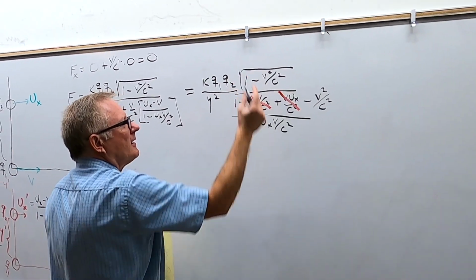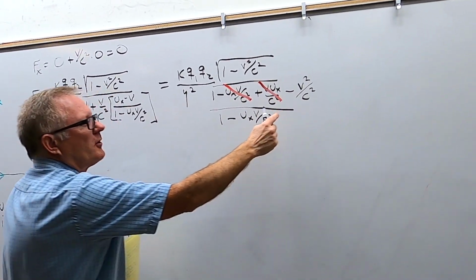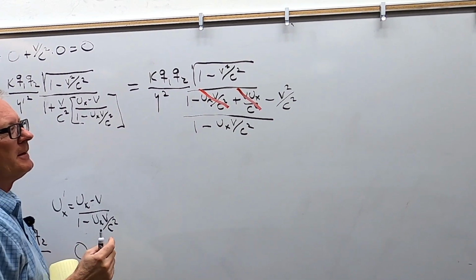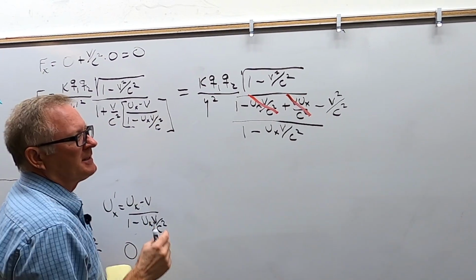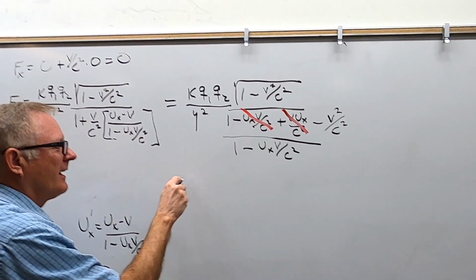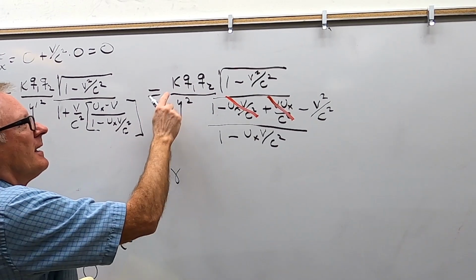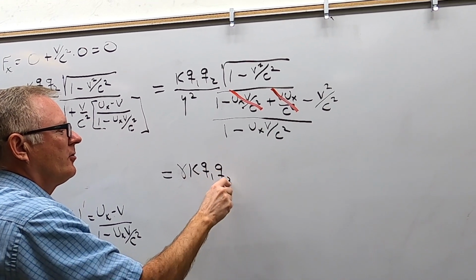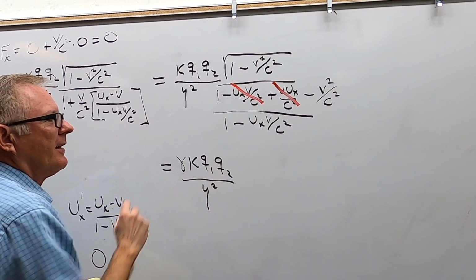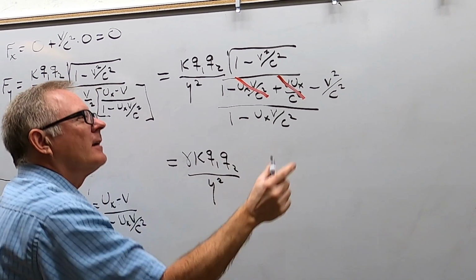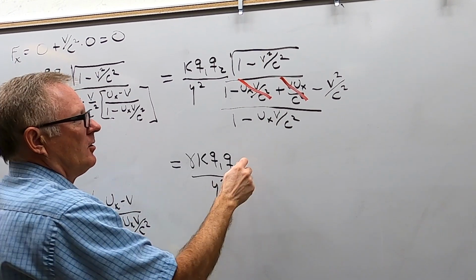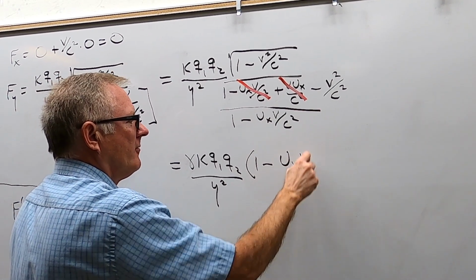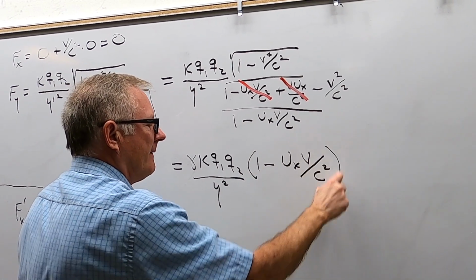This, I get a 1 minus v squared over c squared. I get a square root of that. I get a square root in the bottom, which just gives me a gamma in the top. So I end up with a gamma k q1 q2 all over y squared, and then that term comes up to the top, which is 1 minus uxv all over c squared.